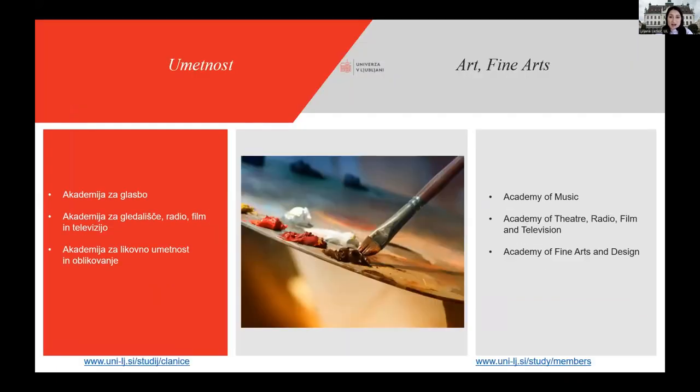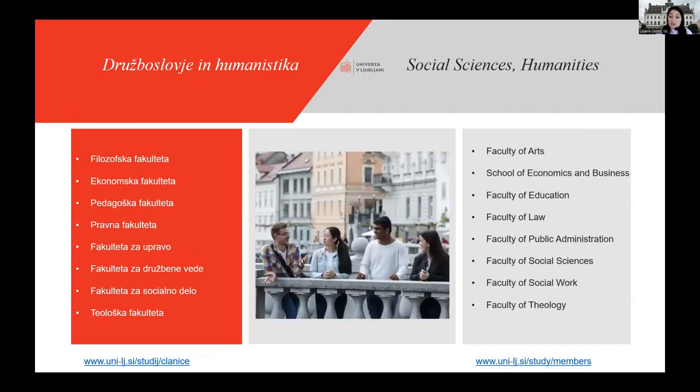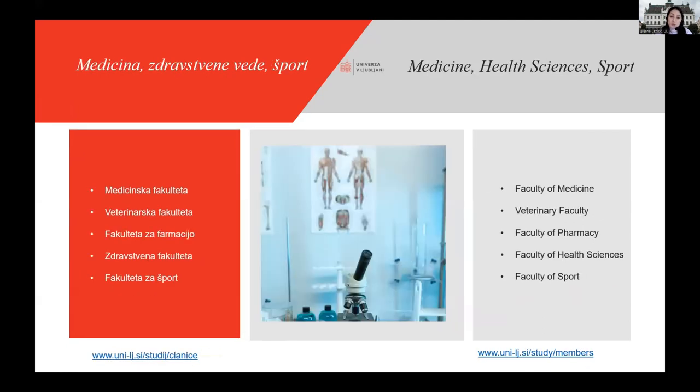The 3 art academies offer degree programs in the fields of music, fine arts, design, theater, radio, film, and television. The field of natural science, technology, and engineering comprises 10 faculties offering unique programs that prepare students for careers in these high-growth areas. Students can also study in one of 8 faculties in the fields of humanities and social sciences that encourage open and critical thinking. And we also welcome prospective students who are interested in medicine, health science, and sport.